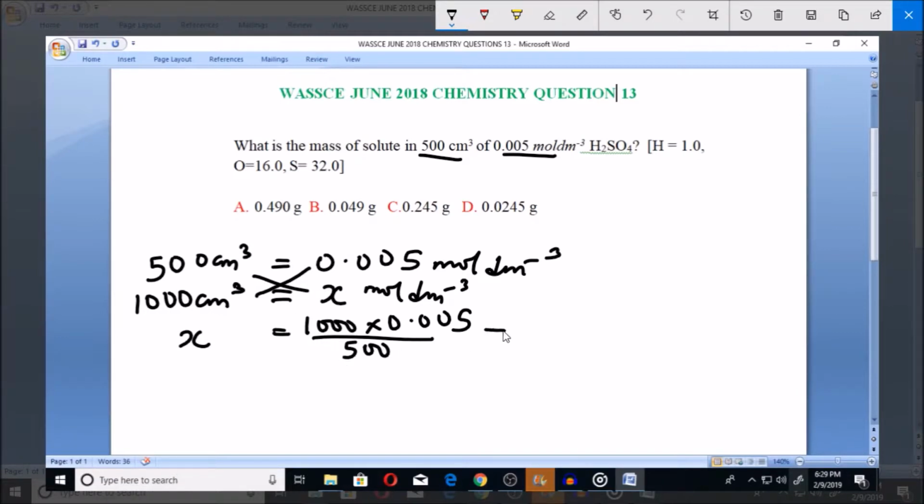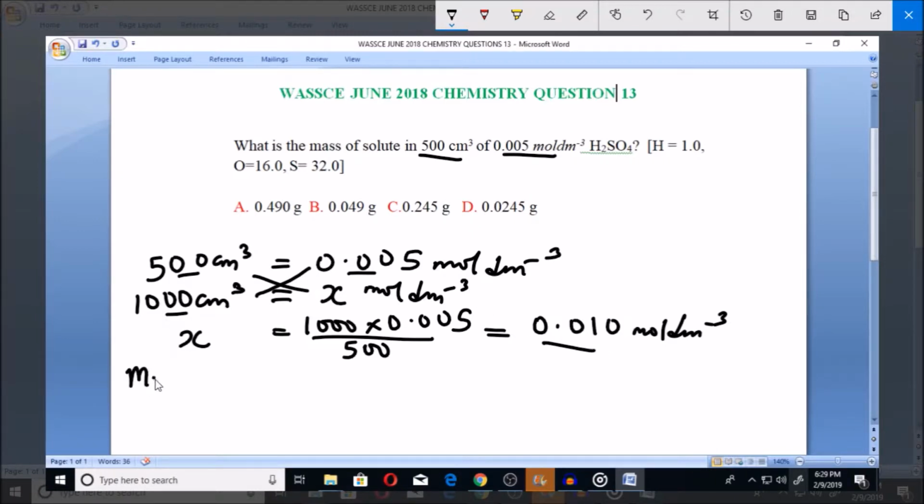and this will give us the molar concentration, which is 0.010 mole per dm³. So that's the molar concentration for 1000 cm³. For 500 you have 0.005 as it's given here, but for us to find the mass of the solute, we need to take for 1000, and that will give us X. So making X the subject of the formula, we get this as the molar concentration.